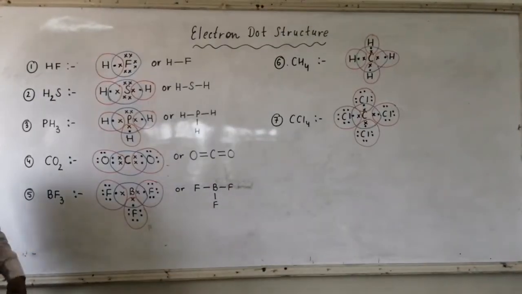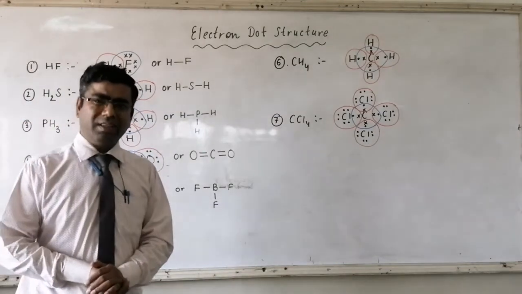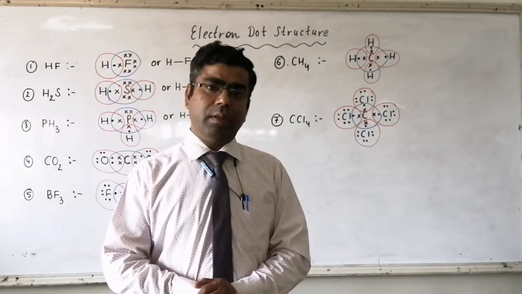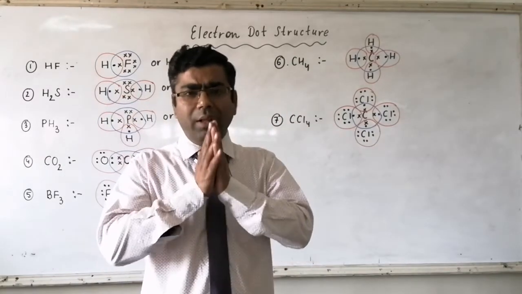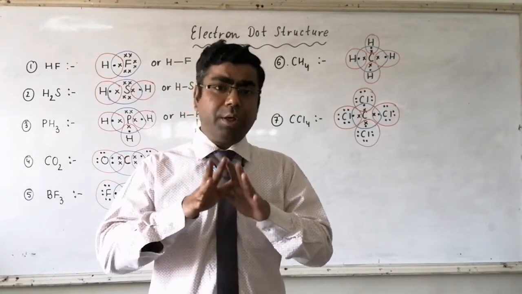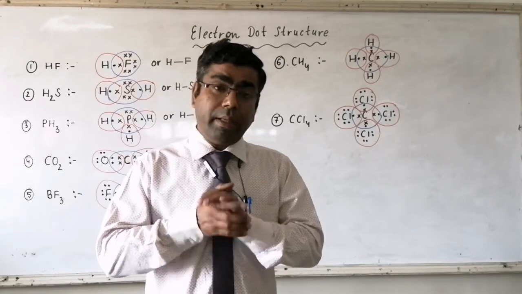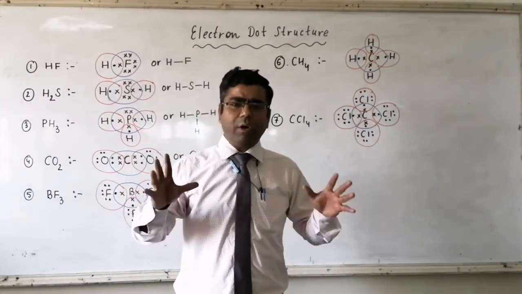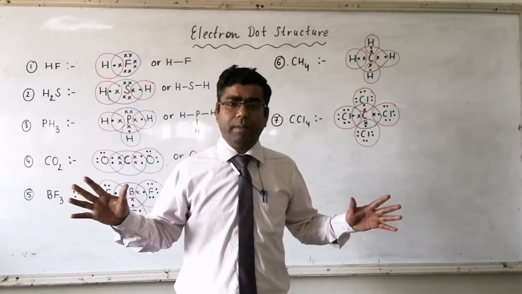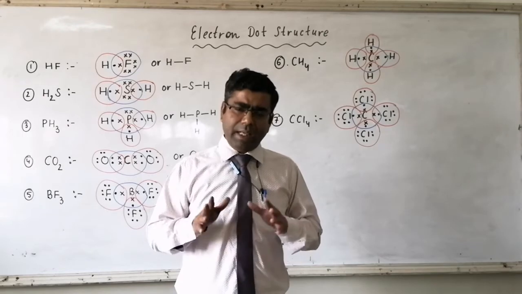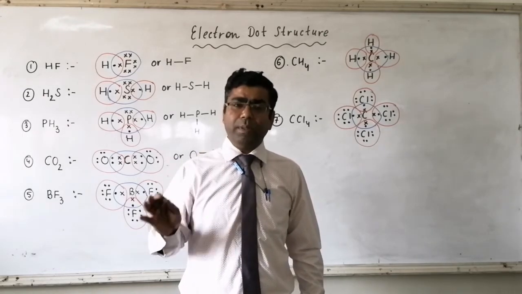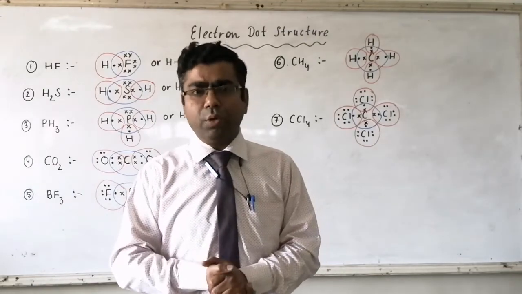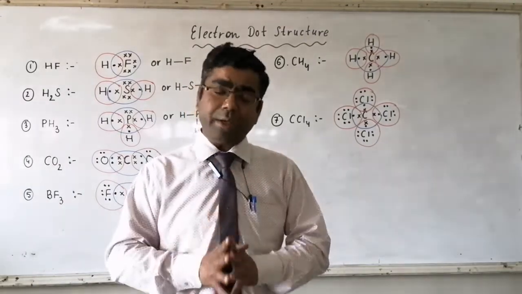Then we have BF3. Boron belongs to group 13 or 3A. It means boron has 3 electrons in its valence shell. So if all the 3 electrons of boron are involved in sharing or bond formation, then boron will have only 6 electrons in the valence shell. It means the octet of the boron atom is not complete. So the molecules in which the octet of the central atom is not complete are called electron deficient molecules. So BF3 is an electron deficient molecule because the octet of boron is not complete after sharing of electrons.